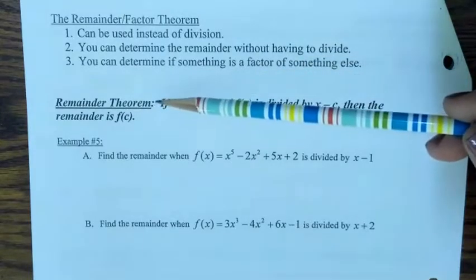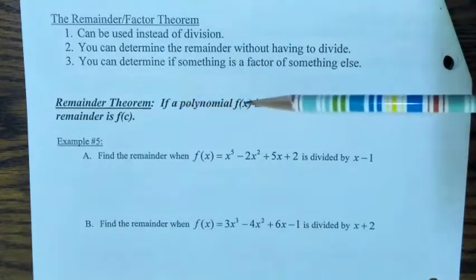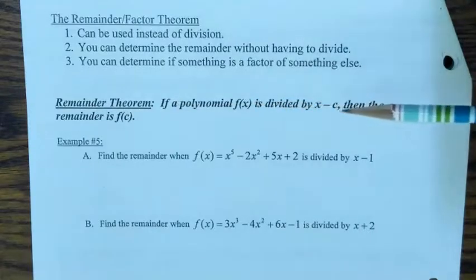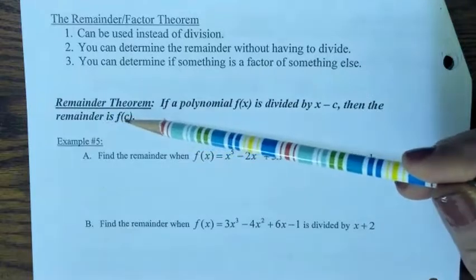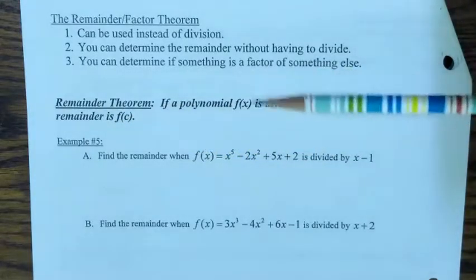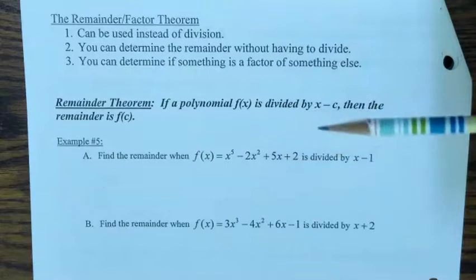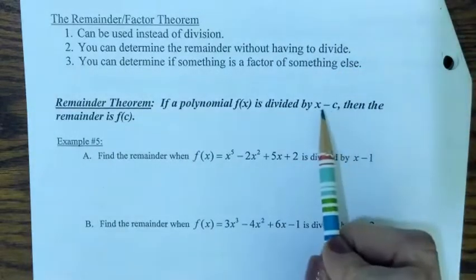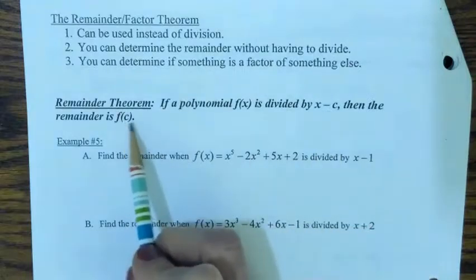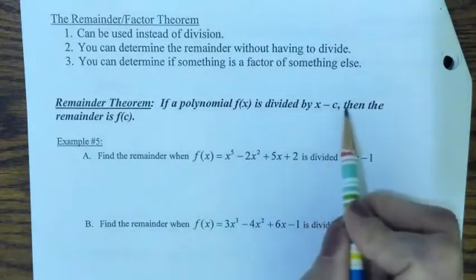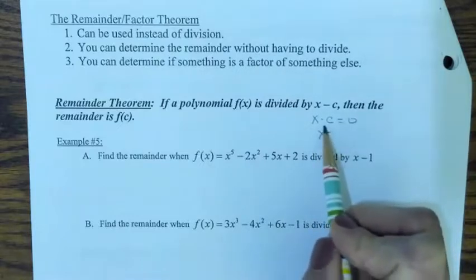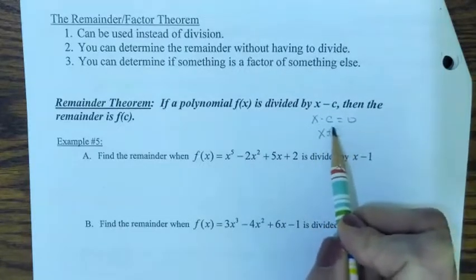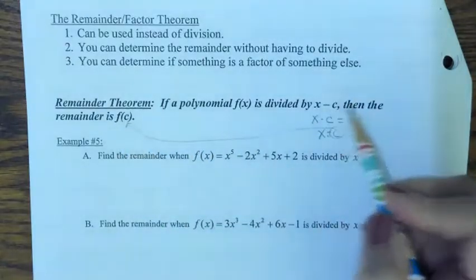So here's the definition of the remainder theorem. It says if polynomial f of x is divided by x minus c, then the remainder is f of c. That might be a little confusing, so I'm going to step through it with you on these examples, and maybe this will make more sense. How I get that c value is I'm taking my x minus c and setting it equal to 0 and solving for x. So it adds c to both sides. That's why I am getting a c here instead of a negative c.